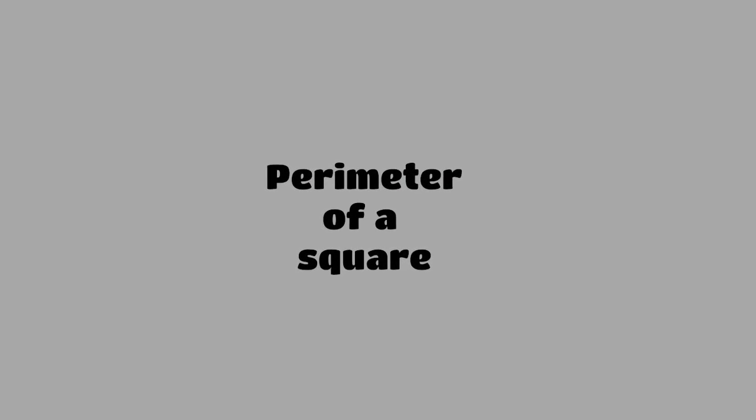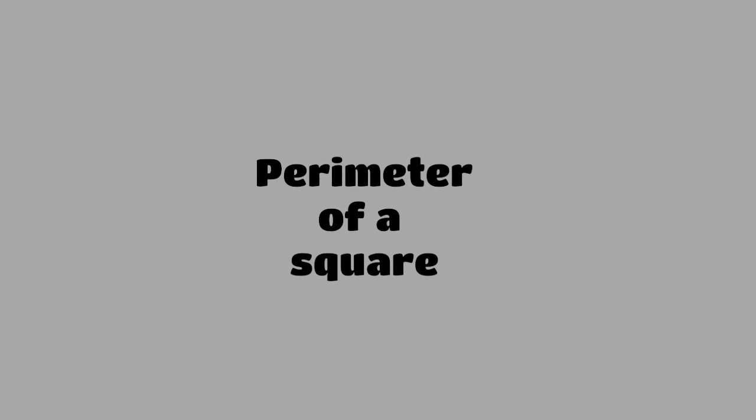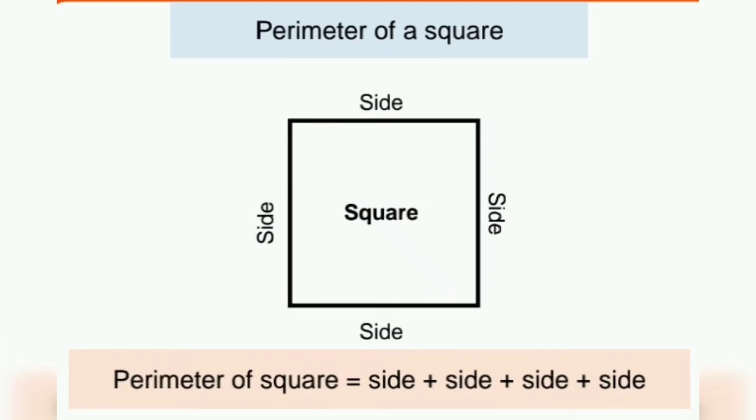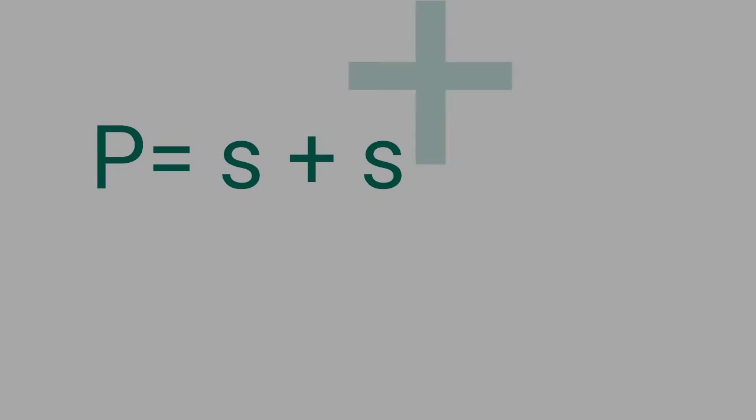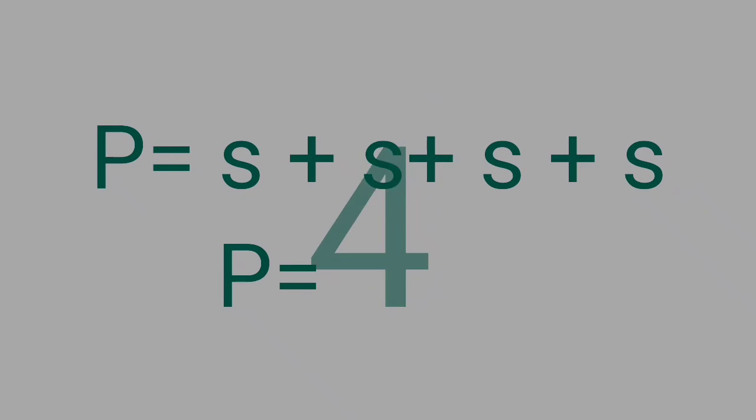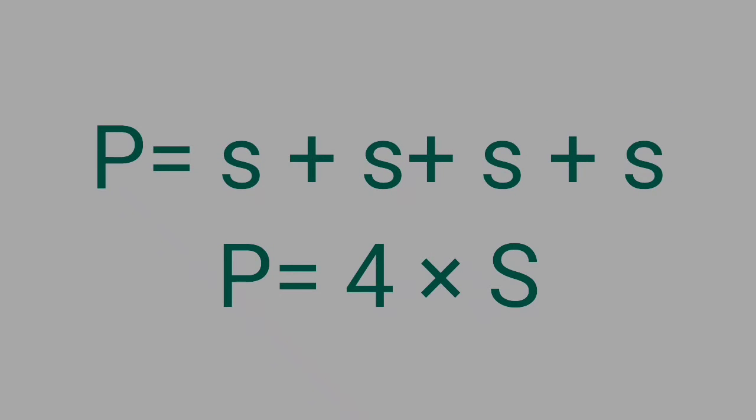First of all, let us find the perimeter of a square. All of you know what is a square? Yes, it is a closed figure with 4 equal sides. So, the perimeter of the square will be the sum of all its sides. Since its sides are equal, we can write perimeter equals 4 multiplied by side. Why? Because all its sides are equal.